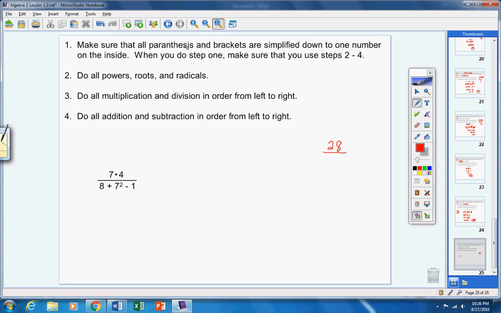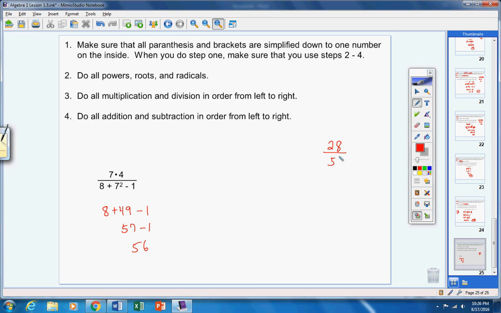Step 1, make sure your parentheses and brackets, well, it doesn't matter, there are no parentheses and brackets. Step 2, do all of your exponents. There's an exponent right there. So we have 8 plus 49, 7 times 7 minus 1. Next to all multiplication and division, there is none. Next to addition and subtraction, from left to right, 8 plus 49 is 57. Minus 1, which is 56.